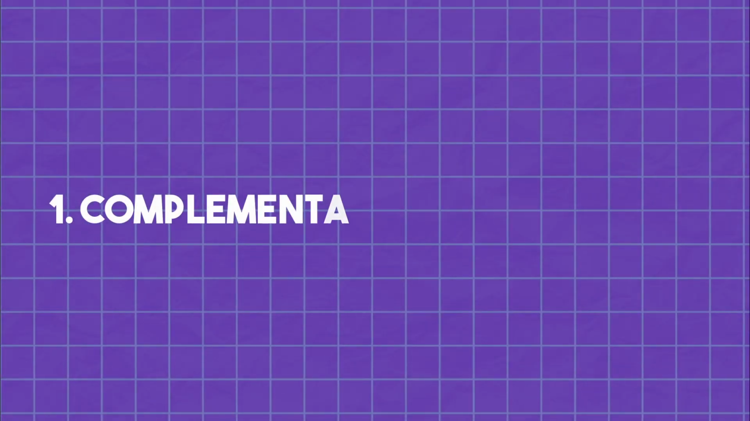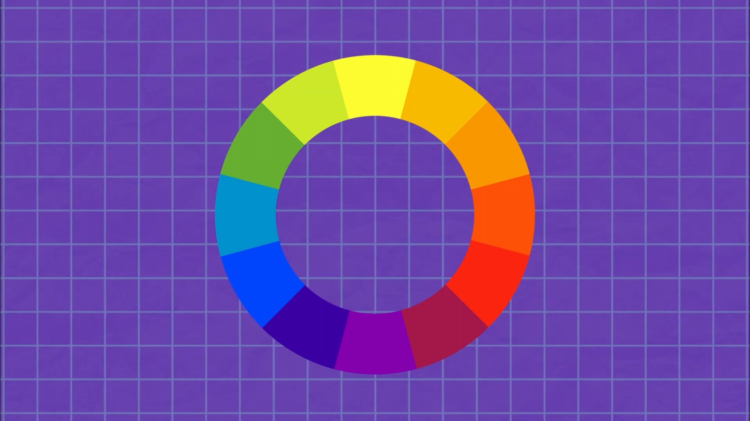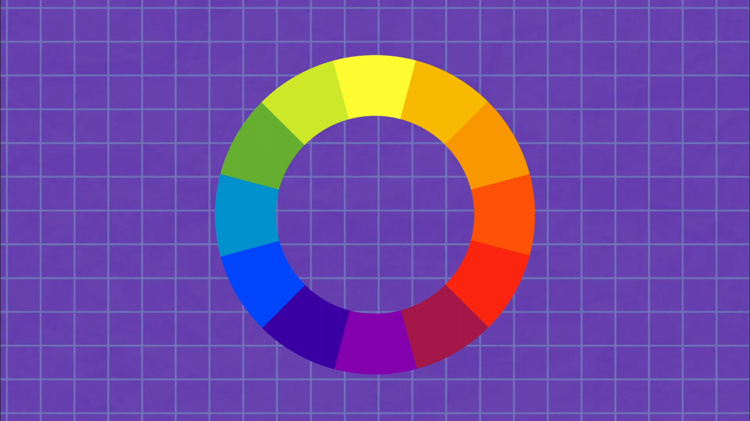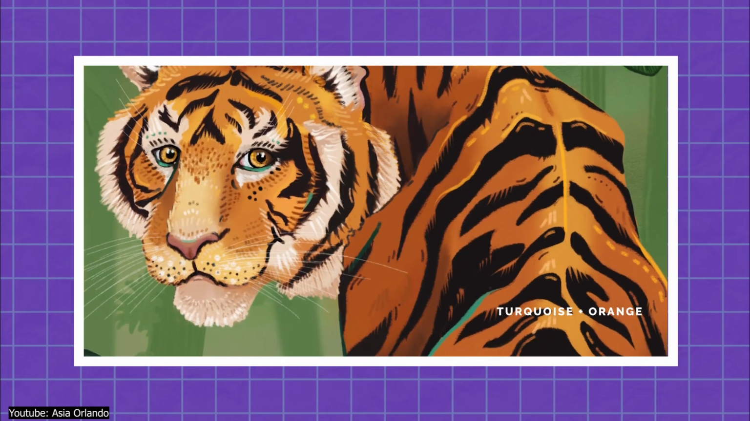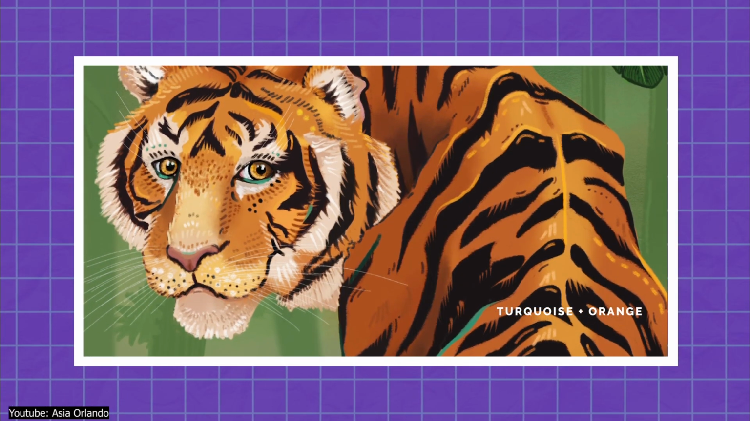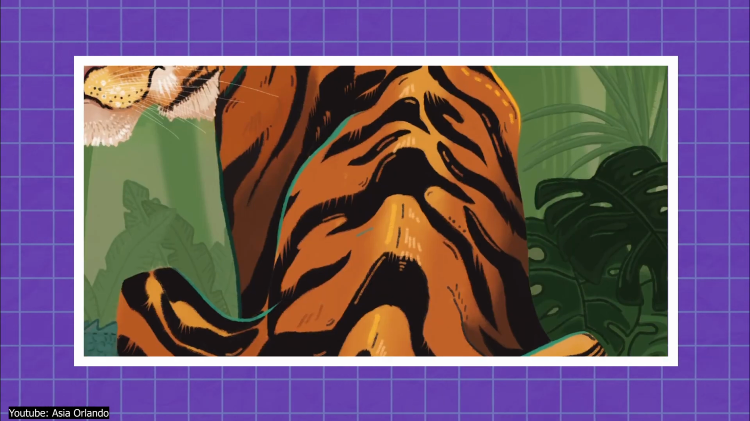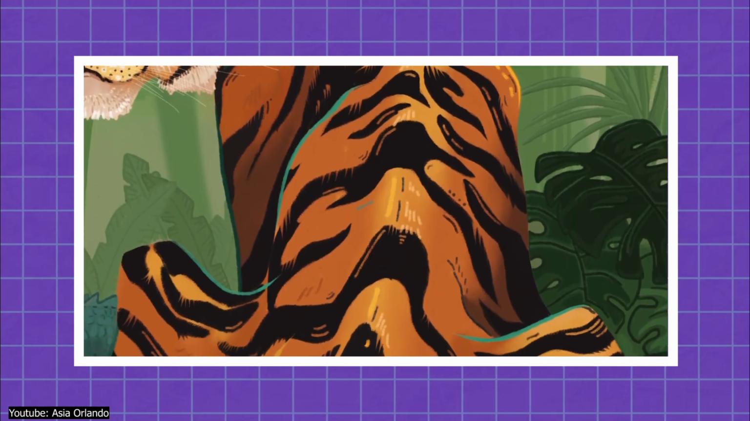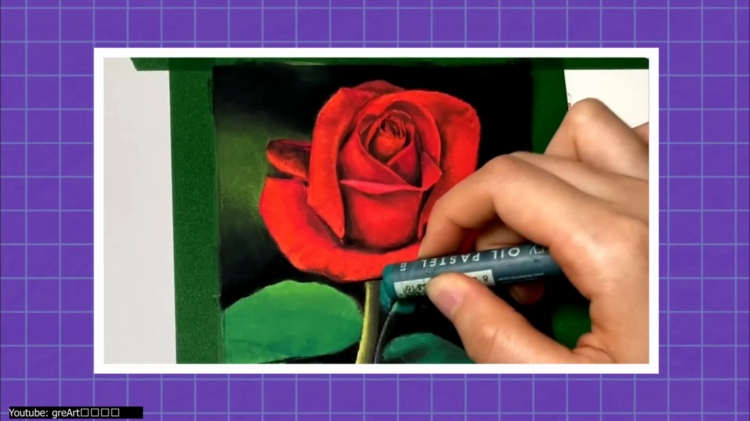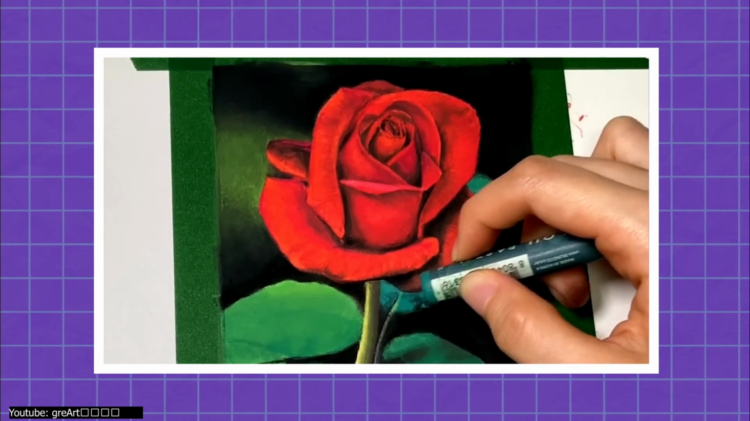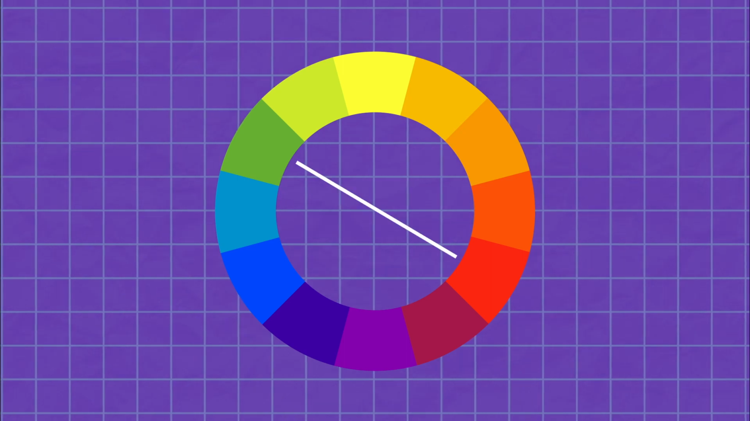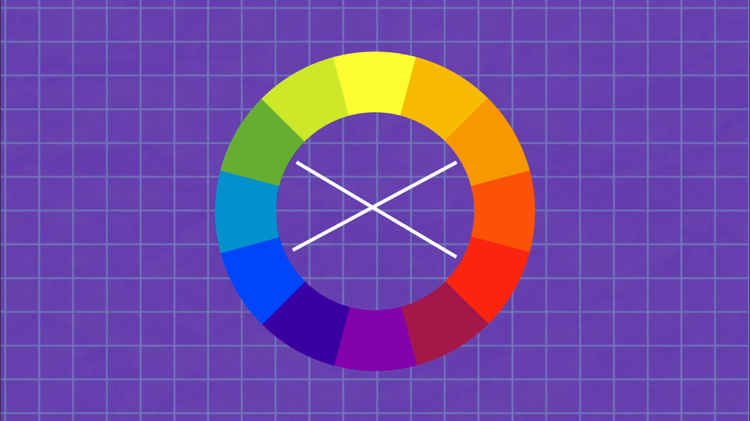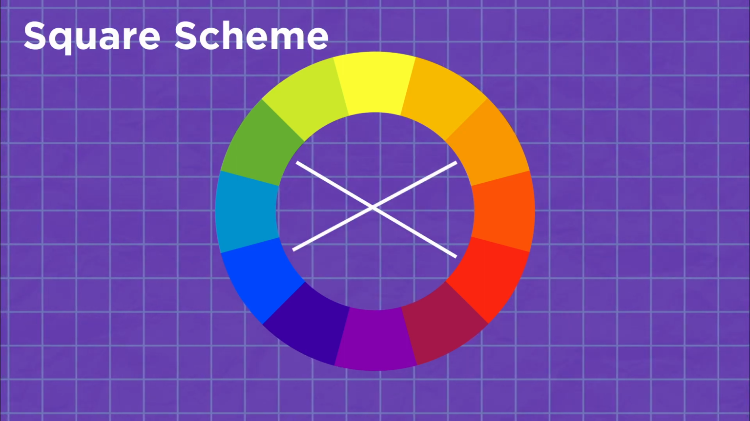Complementary color scheme. Complementary colors are the ones sitting across from each other on the color wheel, like red and green or purple and yellow. This scheme is therefore composed of just 2 colors and is perfect for contrast and visually very appealing, just like the red rose on a bed of green leaves from the previous video. If we use 2 pairs of complementary colors like red and green and blue and orange, then the scheme will be called a square scheme.